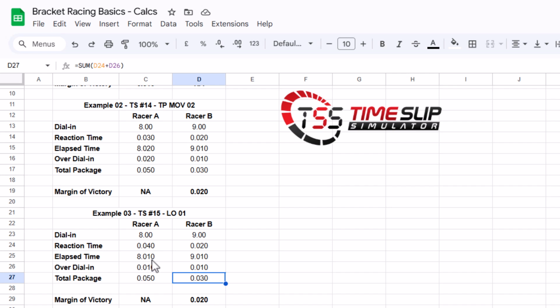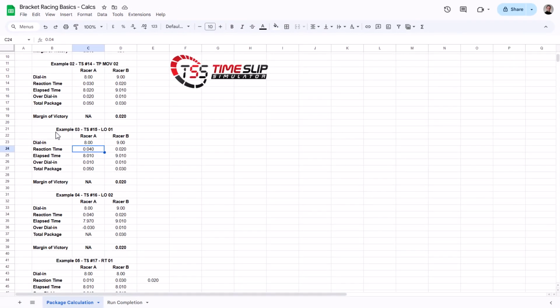Because for example, if they are able to get closer to their dial-in, so in this instance, if they were able to go dead on, they would still have a 400ths package. And if they were to go total package of, say, 200ths, they're going to have to break out to get in front of their opponent. So mathematically ineligible means that your reaction time is greater than your opponent's total package. Let's see a few examples in operation.